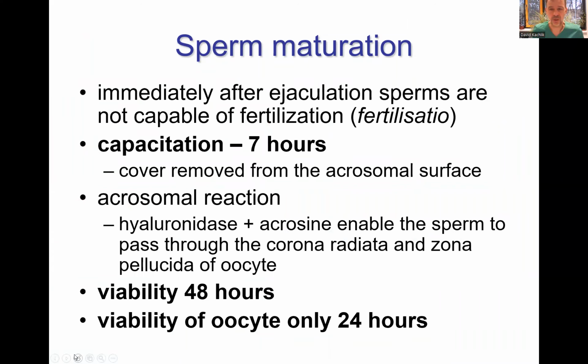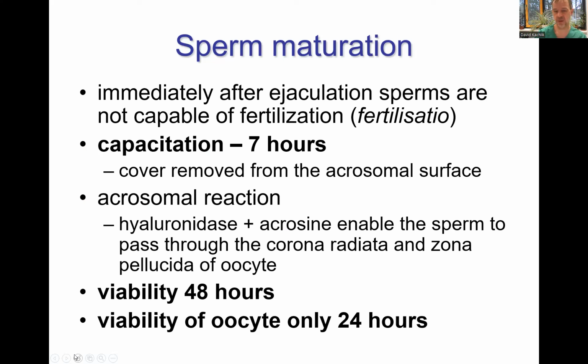So when the sperm is matured, then so-called emission starts, and the emission is the movement from epididymis to prostate, and then when it enters urethra, it is called ejaculation. So when the sperm is ejaculated into the female, it is still not capable of fertilization. So it has to undergo a process called capacitation, which takes several hours, and it means to remove a cover of the acrosome from the acrosomal surface.